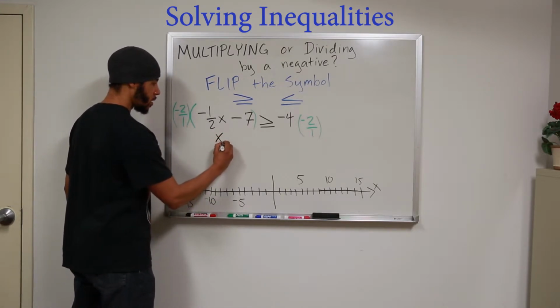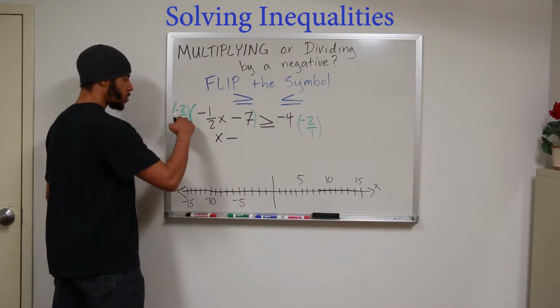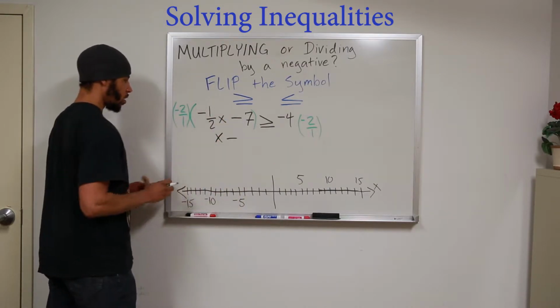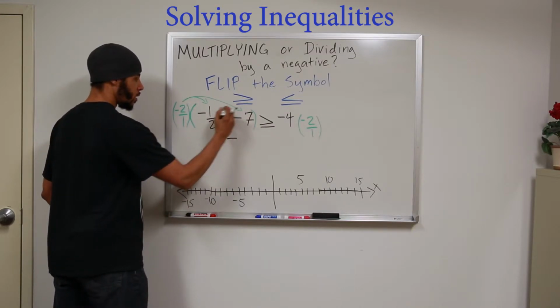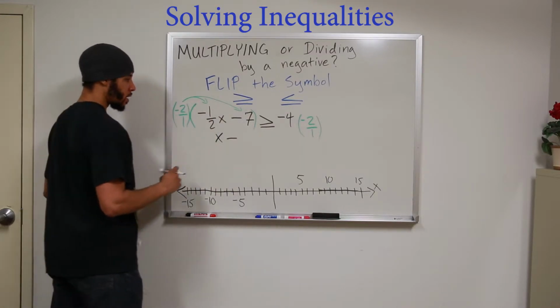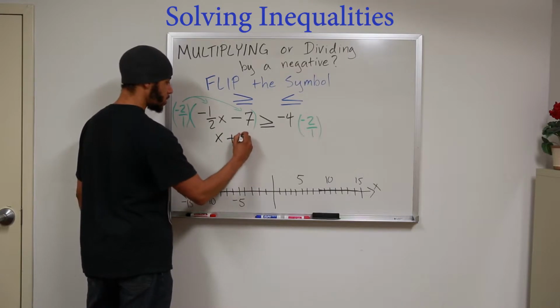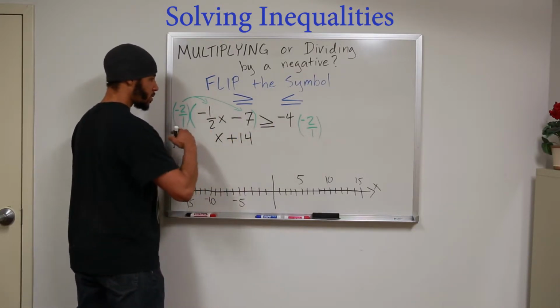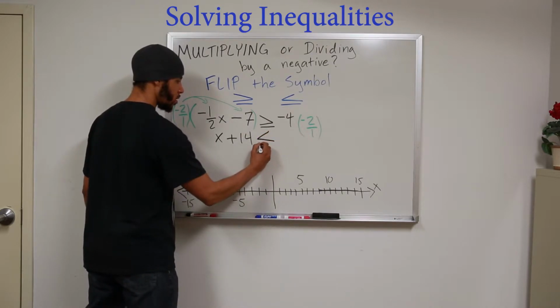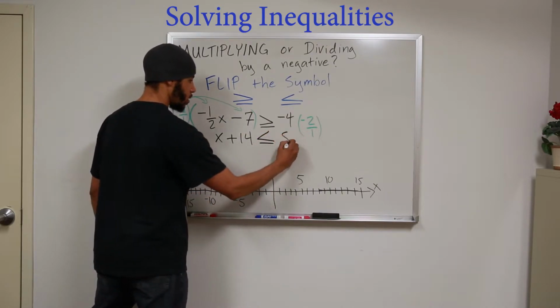So we have x minus negative 2 times negative 7. I'll go ahead and draw our distributive property arrows right here. Negative 2 times negative 7 is going to give us a plus 14. And since we're multiplying both sides by a negative, we have to flip the symbol here. And that's going to give us a positive 8.